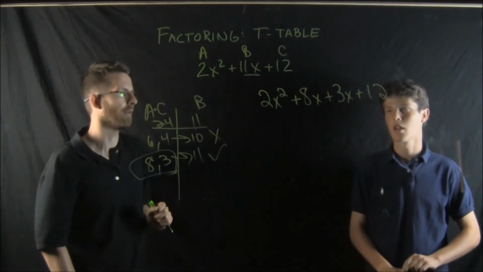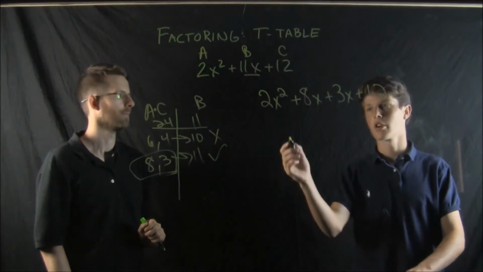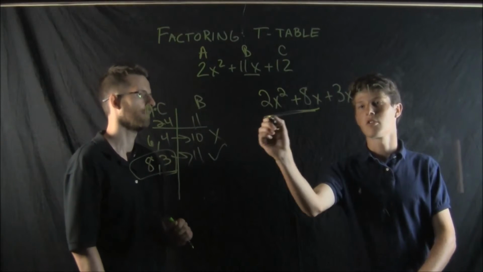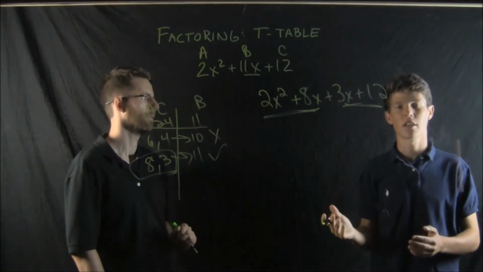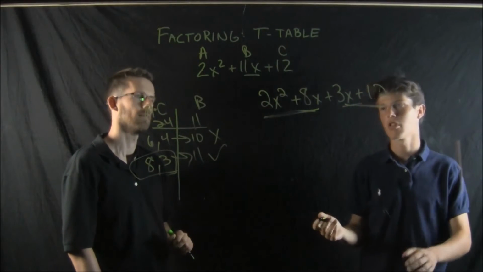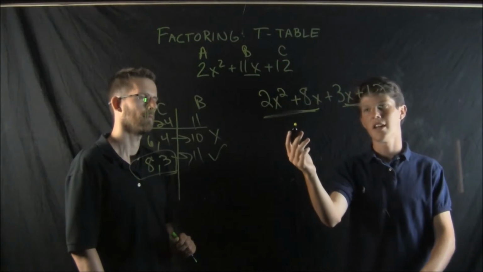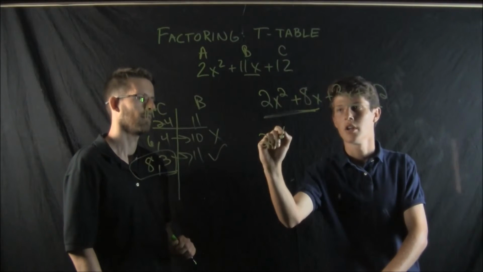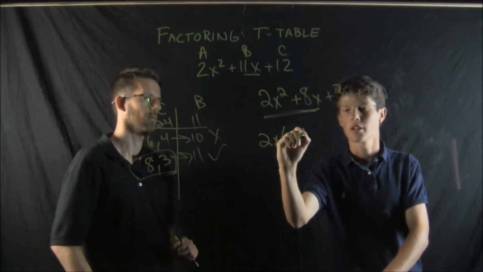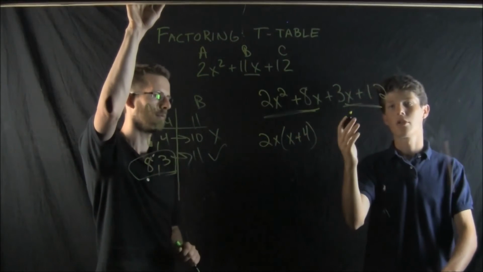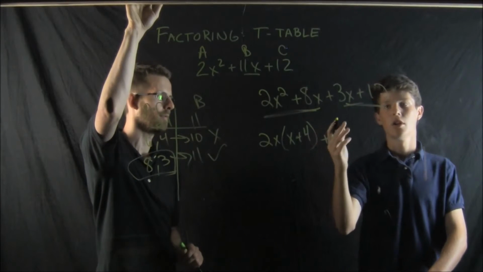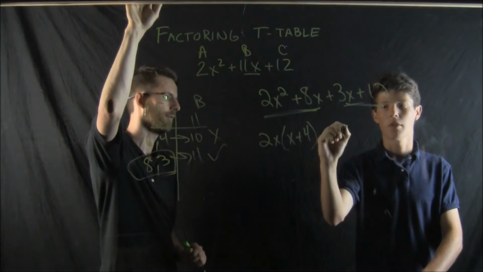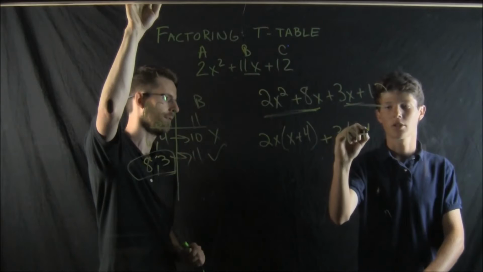So proceed from here. When we're grouping, we're going to combine the first two terms and the last two terms. We're going to take the greatest common factor out of both. So 2x squared plus 8x, they have a 2x in common. So we're going to take that out, and we're left with x plus 4. Then 3x plus 12, they have a 3 in common. So we're going to take that out, and we have x plus 4.